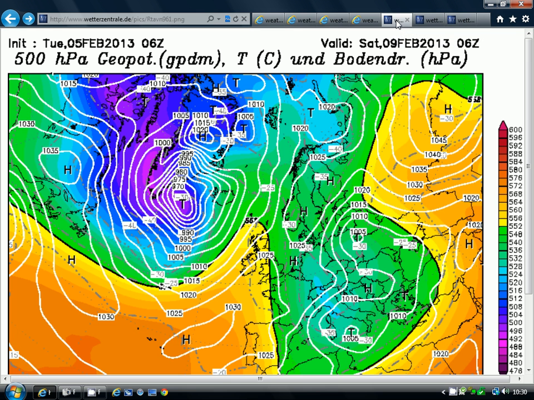Now, as we move beyond this, the models have really been having a nightmare trying to figure out what's going to happen through the weekend and into the start of next week. And I think they've finally got the idea, and it is for low pressure to be stalling and slipping southwards, and that could back winds into the east.